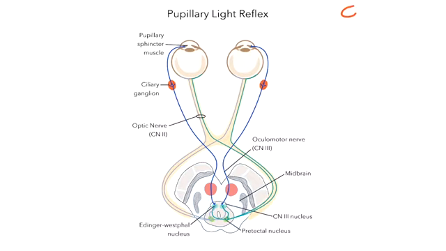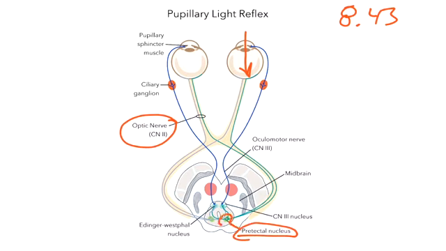So here is figure 8.43 showing the pupillary light reflex. So light will reach the retina in the back of the eye. We'll just focus on this right side for now. And then it will travel to the pretectal nucleus, following the optic nerve down to this pretectal nucleus back here. So in this case, it'll hit the right side. Again, this is within the midbrain.